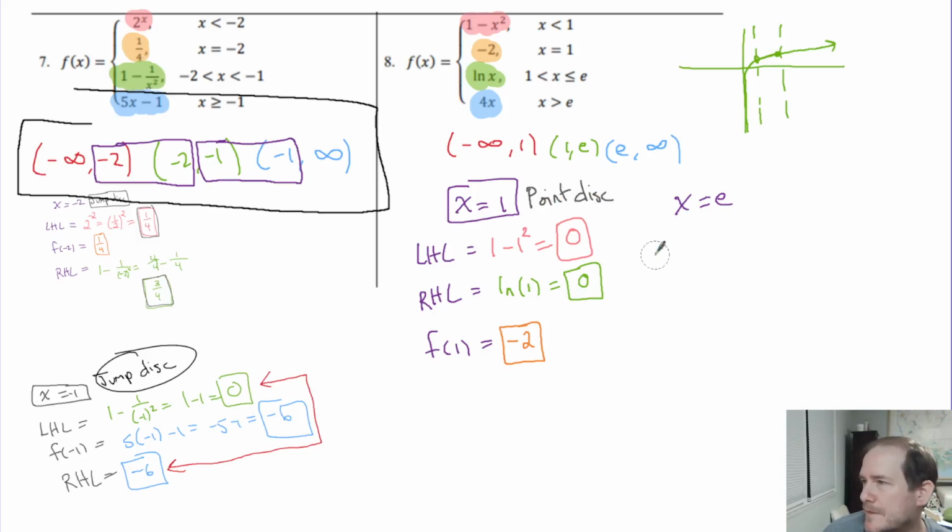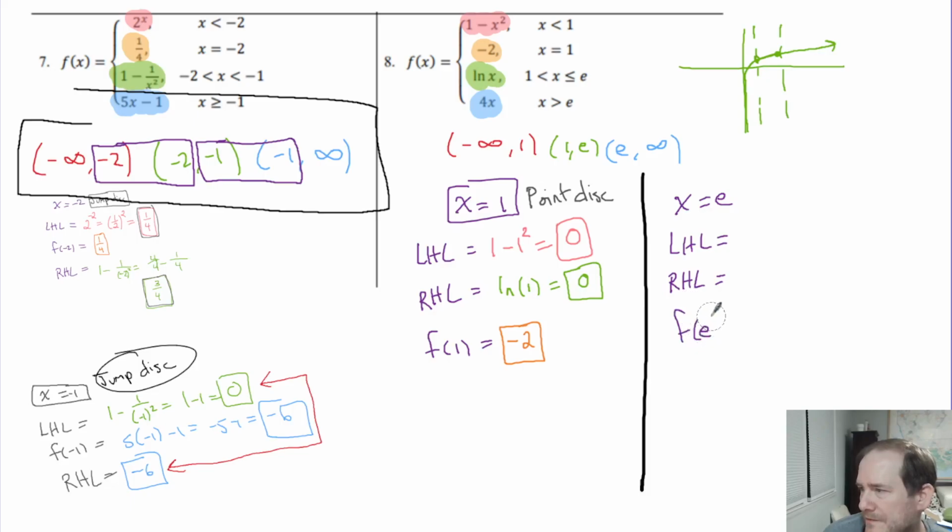Okay, so what's happening at e? Well, we're going to test the same things. We're going to test our left hand limit, our right hand limit, and the function value, which will be f of e. So what's the left hand limit? It's going to come from the green. And that'll be the ln of e, which is 1. Forgive me, that should be green.